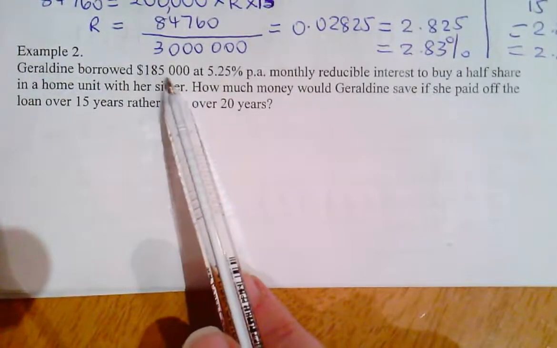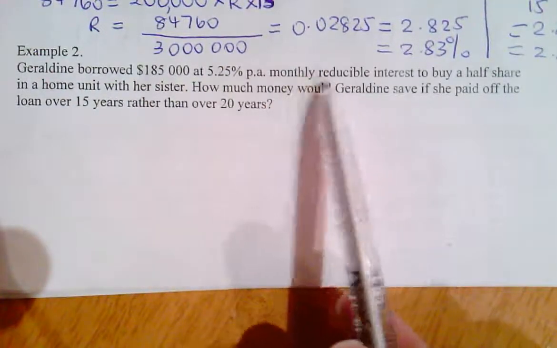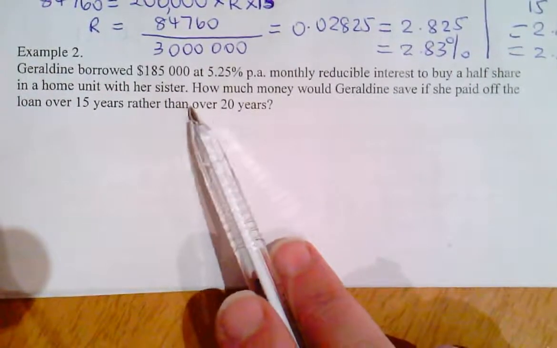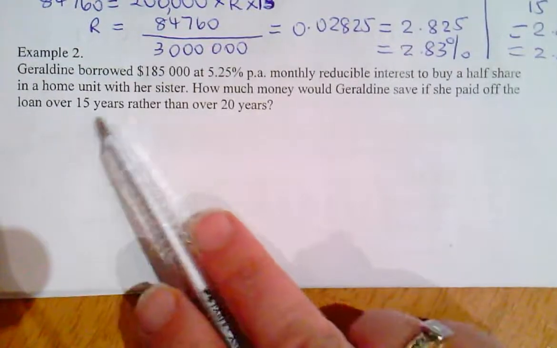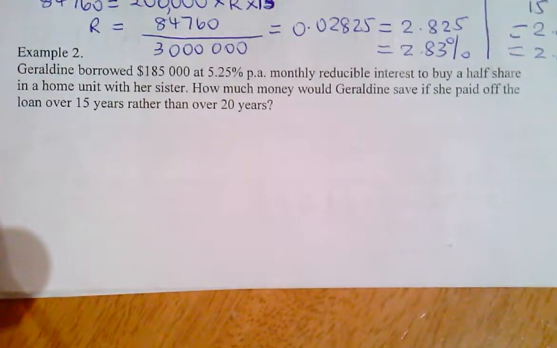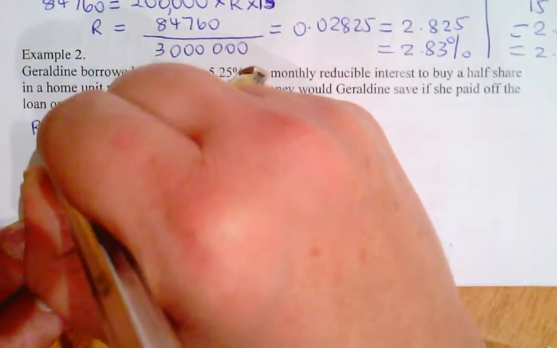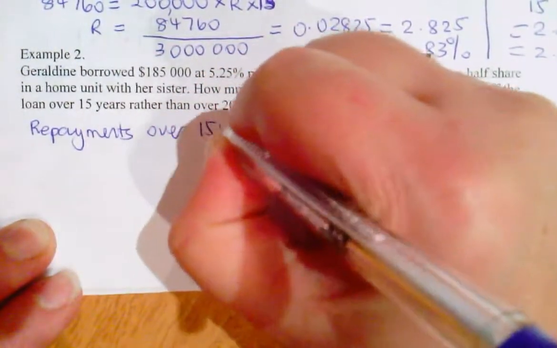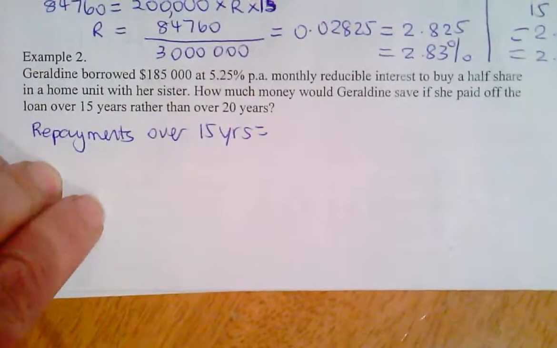Example 2. Geraldine borrowed $185,000 at 5.25% per annum monthly reducible interest to buy a half share in a home unit with her sister. How much money would Geraldine save if she paid the loan off over 15 years rather than 20 years? So let's see the repayments over 15 years. Now, we're looking at $185,000, 5.25% per annum, firstly, 15 years.